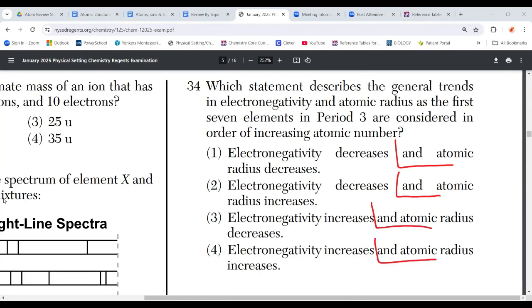The first thing I'm looking for is, as I went across period 3 in order of increasing atomic number, I'm moving towards fluorine, which means my electronegativity should be going up. Based off the first half of the answer, that eliminates these two choices. That leaves me with two more choices where electronegativity is increasing. Now I just have to talk about the atomic radius. Atomic radius is the one trend that's the opposite of the other trends. As atoms get more electronegative, they're good at holding on to their electrons, so they pull them in tight to themselves.